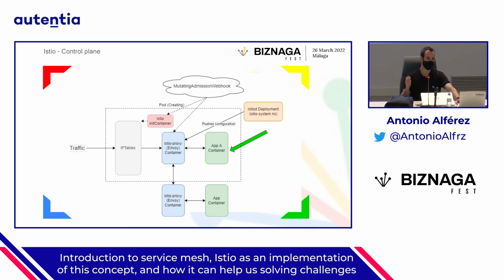I would like to also highlight here, this mutating admission webhook, init container, all that applies because we are talking specifically about Istio, which is specifically designed for Kubernetes. But the idea can also apply to other kinds of infrastructure. If you had a virtual machine, for example, and we are using another tool that is also designed for virtual machines, kind of the same idea applies.